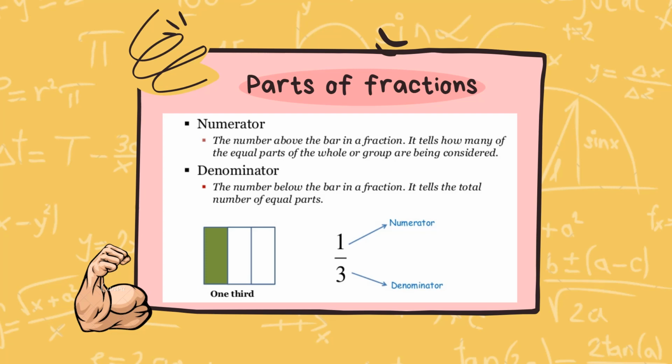For example, we have 1/3. 1 is the numerator and 3 is the denominator. 1 is numerator because ito yung number above the bar in a fraction. And 3 naman yung denominator kasi siya yung number below the bar in a fraction.